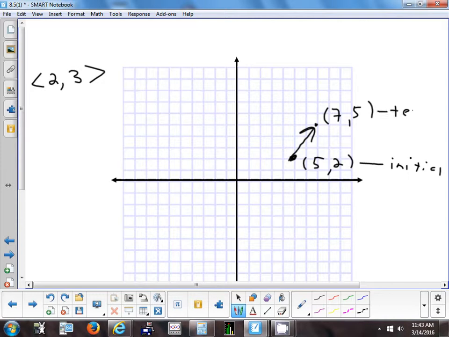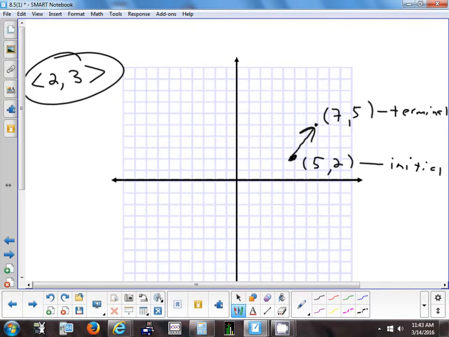All right. So if you were just given this as your initial point and this as your terminal, does anybody see what you would do with those coordinates? Yeah, you just subtract them. If you take 7 minus 5 and 5 minus 2, 7 minus 5 gives me 2, and 5 take away 2, there's my 3. Now, what order did I subtract them in? Terminal minus initial. Right, you've got to do terminal minus initial.